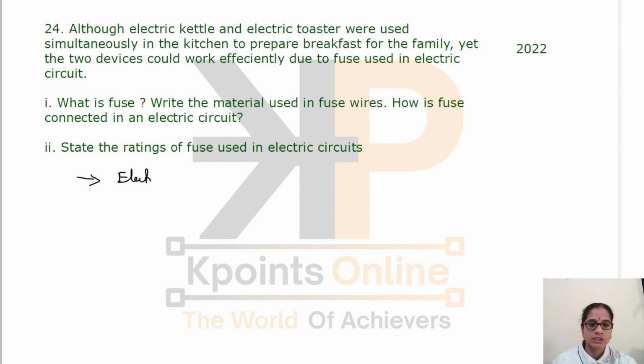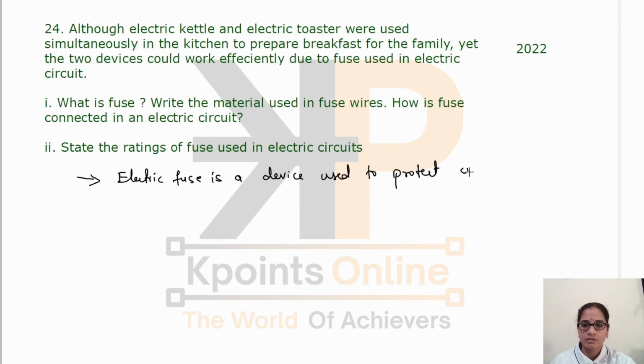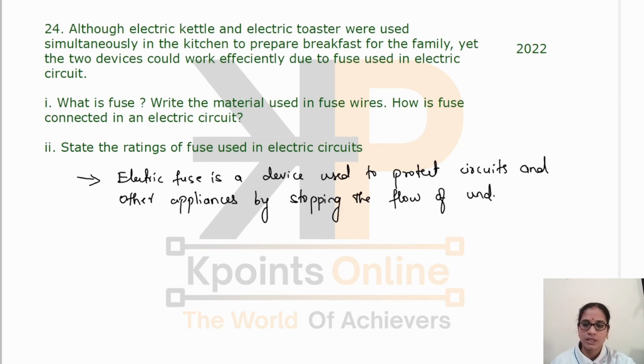So, electric fuse is a device used to protect circuits and other appliances by stopping the flow of unduly high electric current, and it works on the principle of Joule's law of heating.